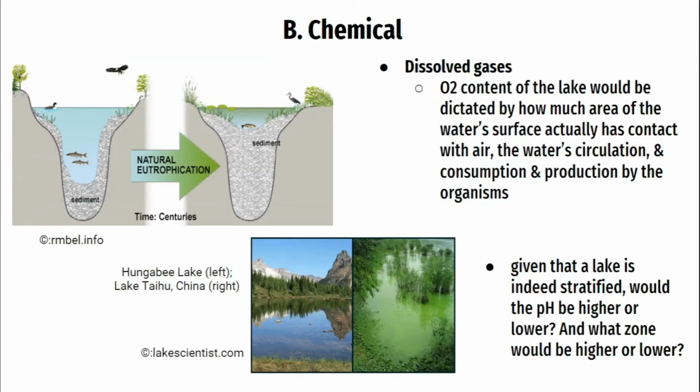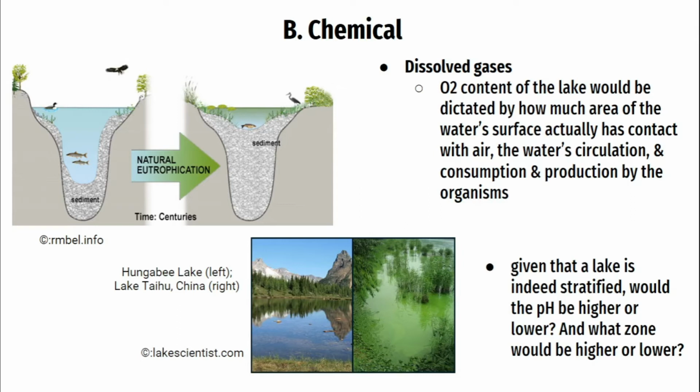Now, with chemicals, obviously from the lab, you'll remember ammonia, nitrate, all that stuff, essentially dissolved gases, right? But given that a lake does eutrophy naturally, this would actually take centuries, but due to human factors and input, it only takes decades.